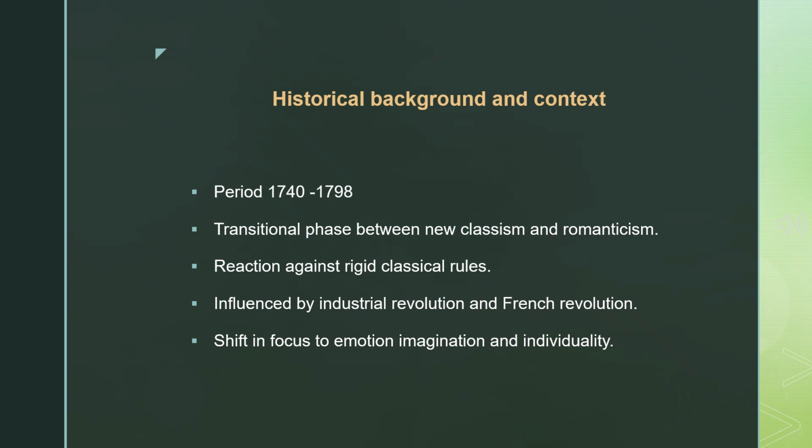The Industrial Revolution began transforming society, while ideas of the French Revolution inspired thoughts of freedom, individuality, and the rights of common people. Writers of this period sought to explore human feelings, the beauty of nature, and everyday life rather than following the strict classical rules.